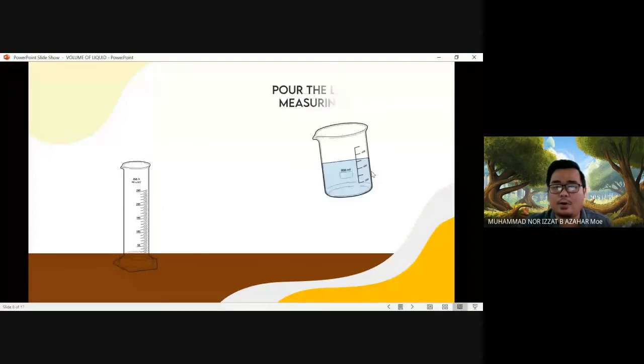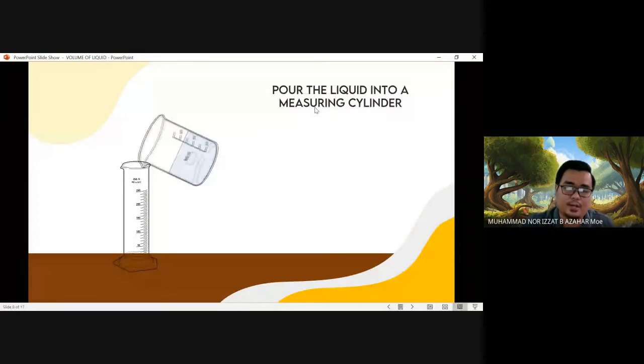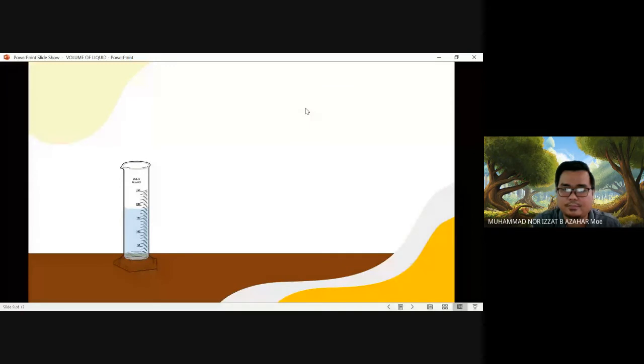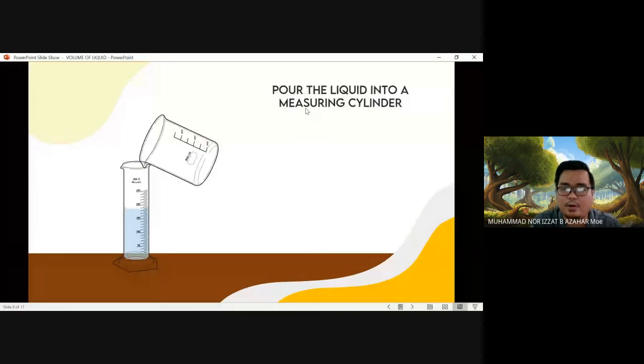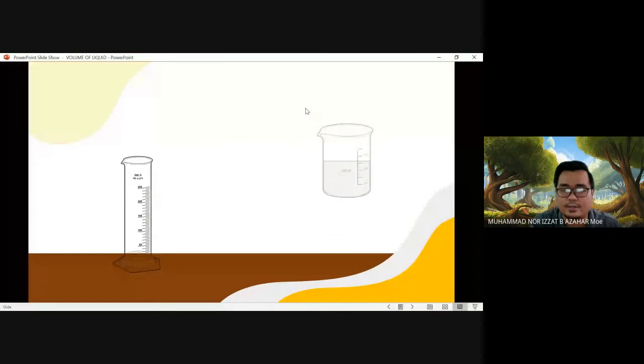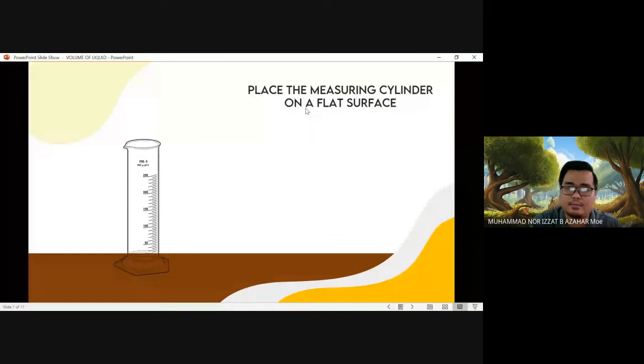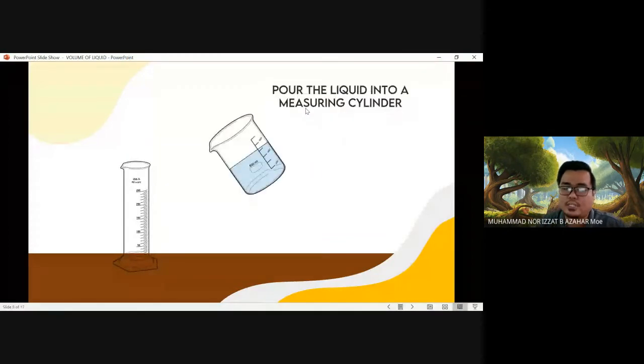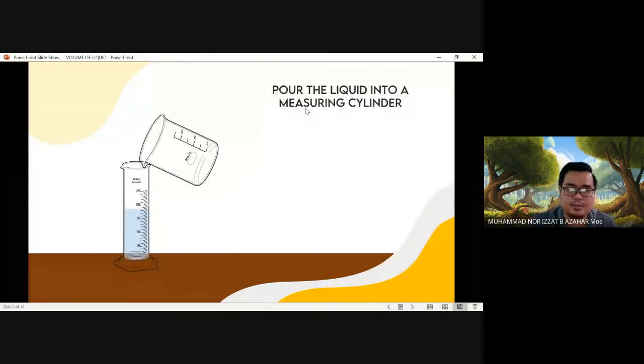So, next one. Okay. Pour the liquid into measuring cylinder. Bila kita dah pastikan dia rata, baru kita tuangkan ia ke dalam measuring cylinder. Okay. Pour the liquid into measuring cylinder properly.